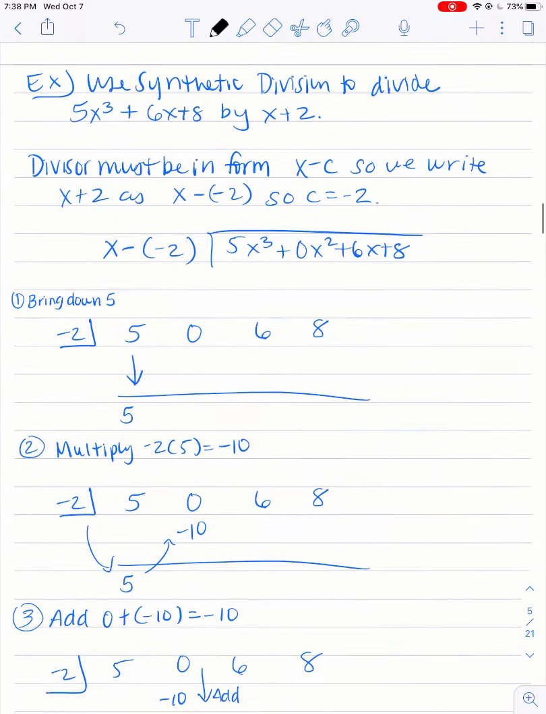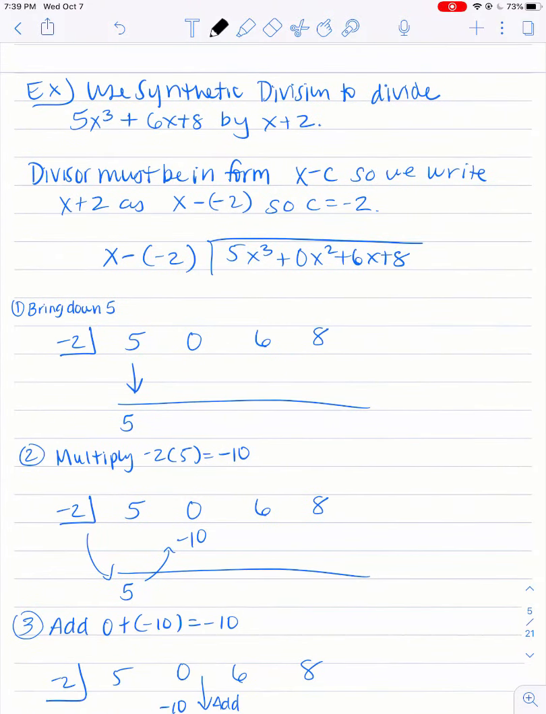Okay, let's go ahead and do an example. So we're going to use synthetic division to divide 5x cubed plus 6x plus 8 by x plus 2. So for synthetic division, we established that it has to be in the form x minus c. So we can go ahead and change x plus 2 to x minus a negative 2. So that would be the same. These are equivalent to each other, but we just want to get the x minus c form. So our c is negative 2.